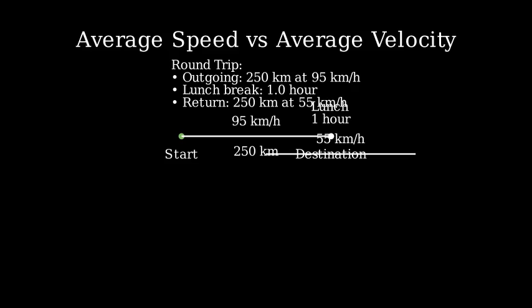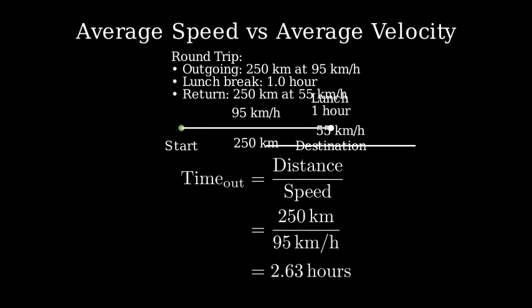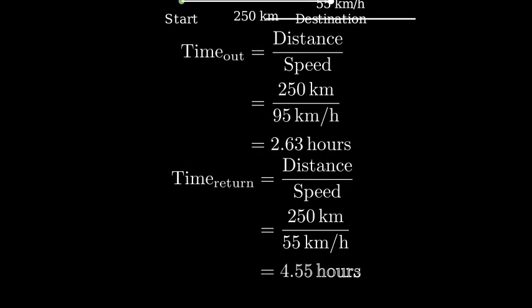Let's first calculate the time taken for each part of the journey. For the outgoing trip, we use the formula time equals distance divided by speed. That's 250 kilometers divided by 95 kilometers per hour, which gives us 2.63 hours. For the return trip, we use the same formula. That's 250 kilometers divided by 55 kilometers per hour, which gives us 4.55 hours.